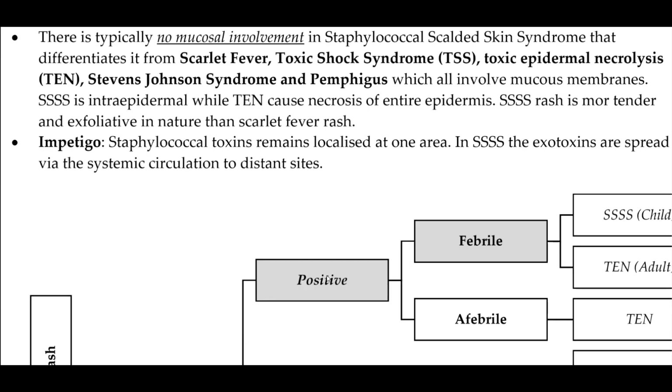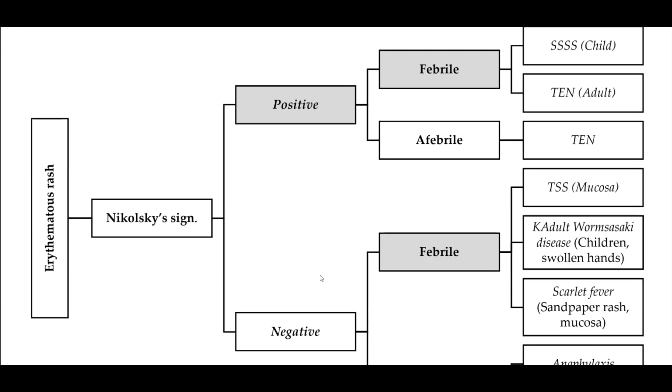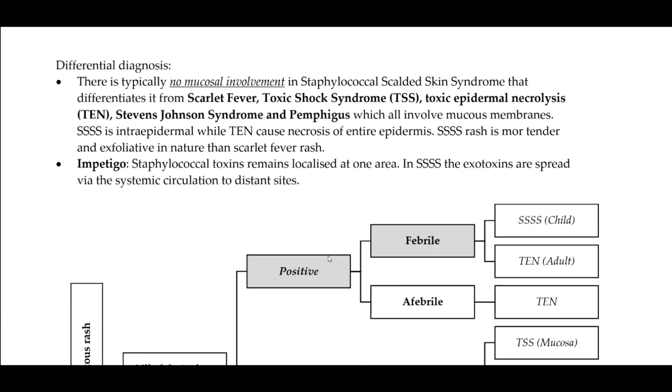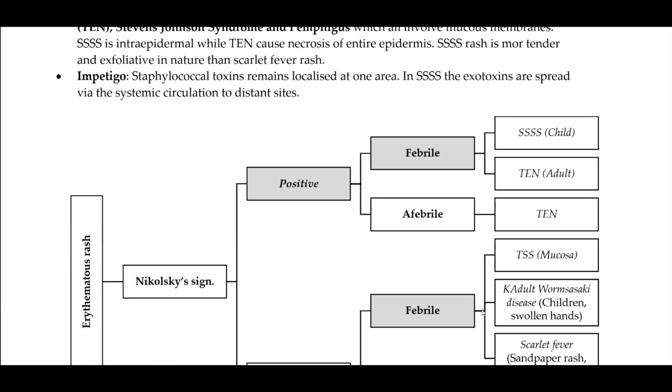So let us understand it with the help of a differentiating chart. So we have erythematous rash with Nikolsky sign positive. If Nikolsky sign is negative, then what could it be? First, let us see what if it is positive. Then see whether fever is there. In our condition, fever was there, so it is staphylococcal scalded skin syndrome in children, and in adults, it is toxic epidermal necrolysis. If fever is not there, then it could be TEN, that is toxic epidermal necrolysis.